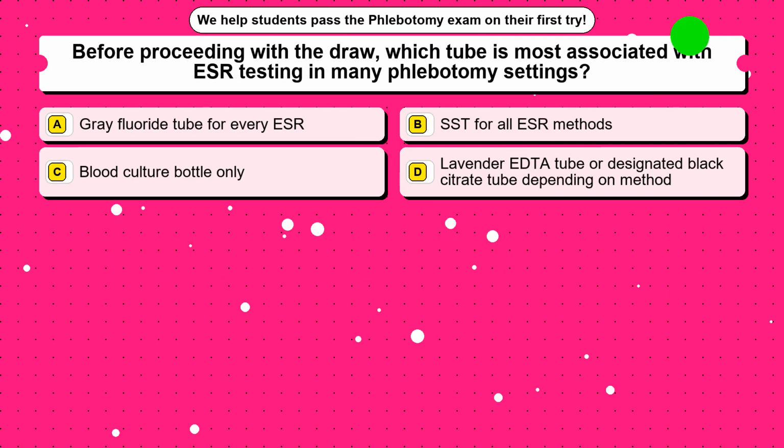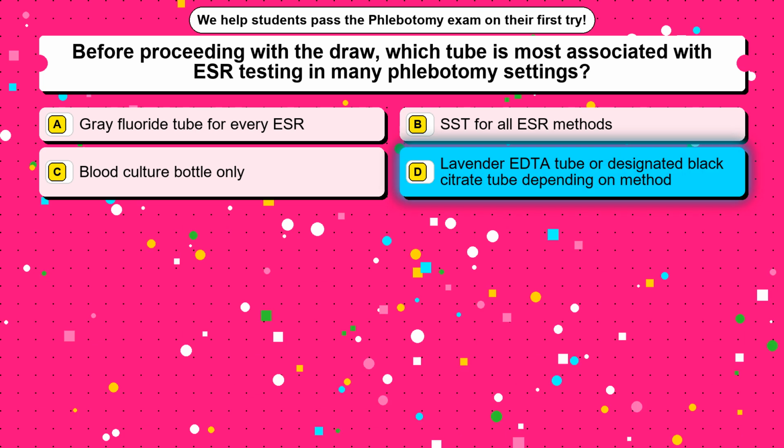Question 12. Before proceeding with the draw, which tube is most associated with ESR testing in many phlebotomy settings? Option A, gray fluoride tube for every ESR. Option B, SST for all ESR methods. Option C, blood culture bottle only. Option D, lavender EDTA tube or designated black citrate tube depending on method.